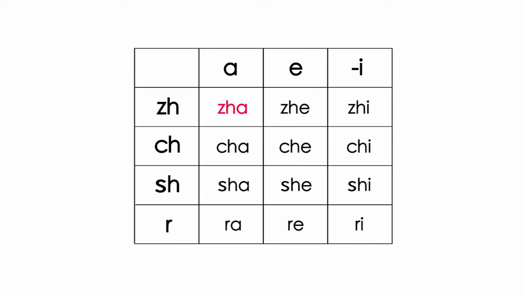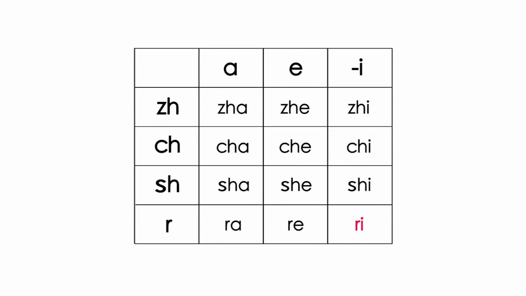Zh, a, zha. Zh, zhi. Ch, a, cha. Ch, chi. Sh, a, sha. Sh, shi. R, a, ra. Ra.